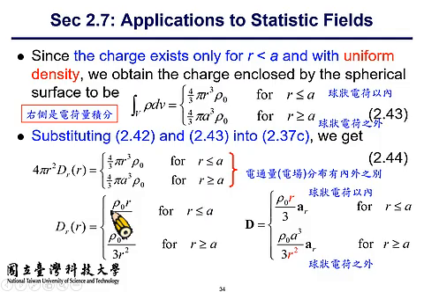You end up with D can be divided into two cases. For R smaller than A, the electrical flux density is proportional to R, as rho sub 0 over 3 times R. On the other hand, for R greater than A, the electrical flux density is inversely proportional to the square of R. That is, rho sub 0 times A to the cube divided by 3R squared. So you have two cases.